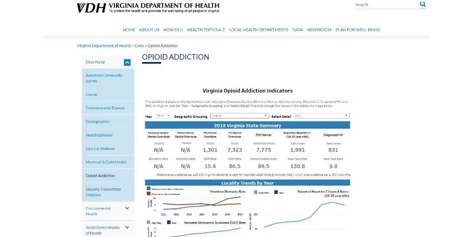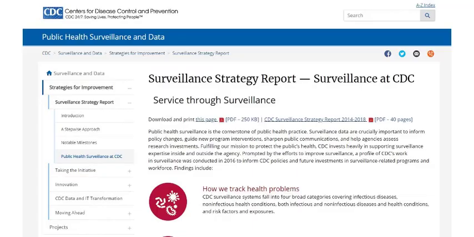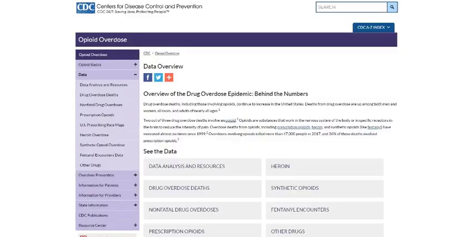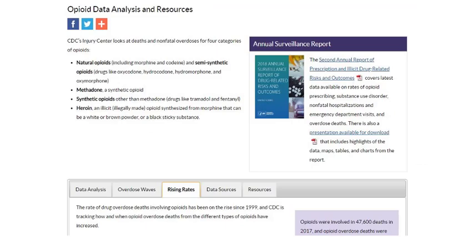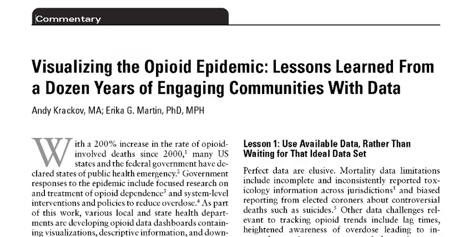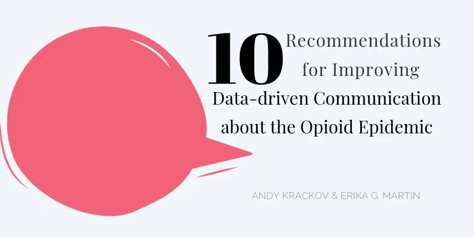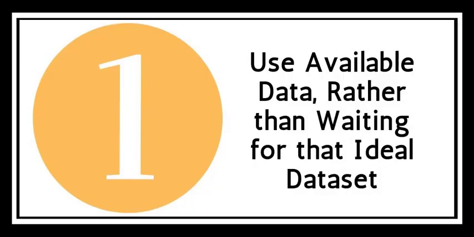Yet, will these data dashboards meet these goals? Most public health surveillance resources are devoted to collecting and using data for analysis rather than for communication or orienting communities toward action. As health agencies develop opioid data dashboards, we offer 10 recommendations for improving data-driven communication about the opioid epidemic. Number 1. Use available data rather than waiting for that ideal data set.